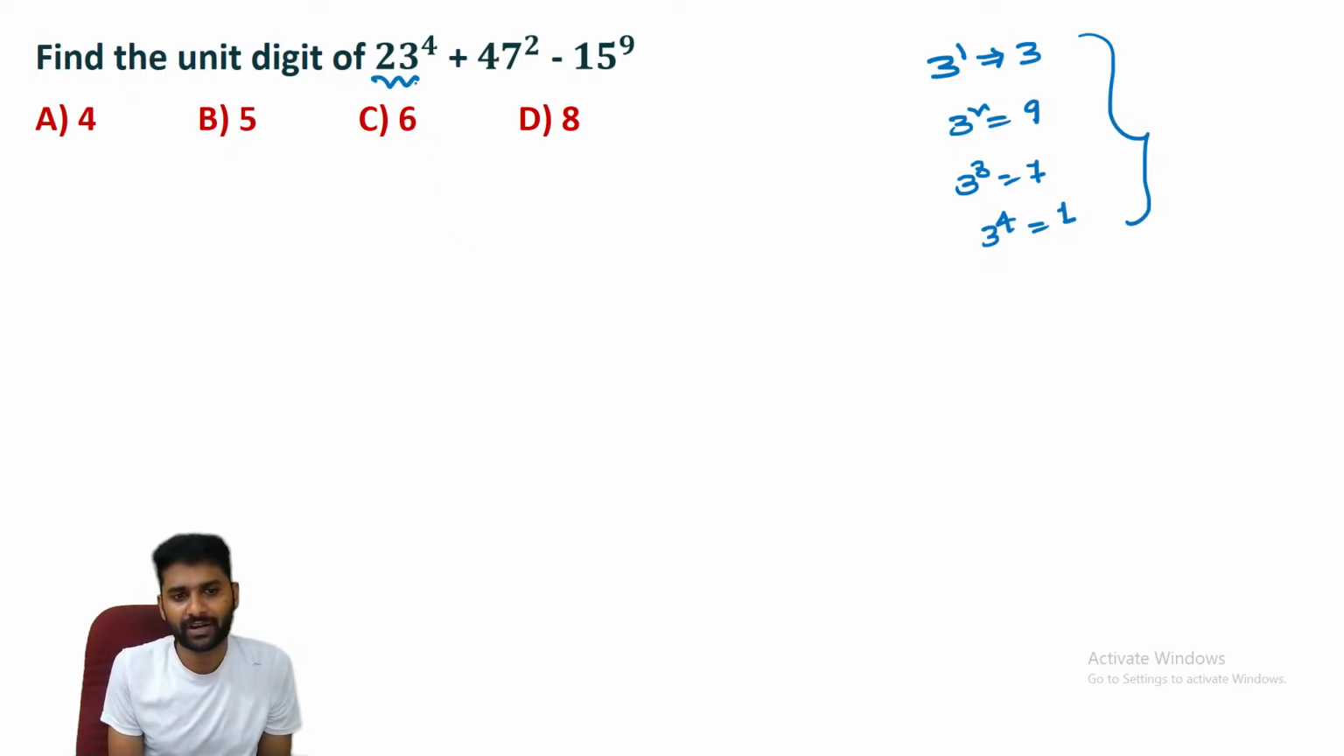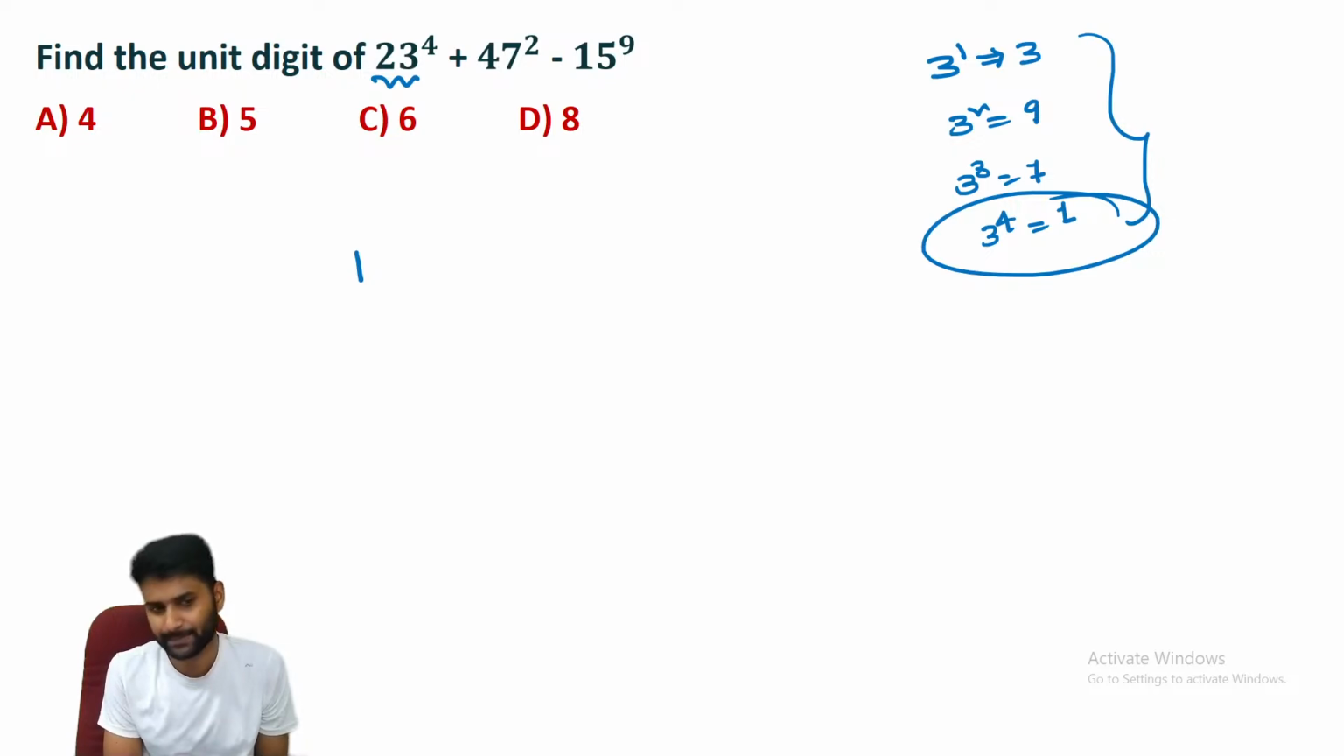Now here we need 23 power 4. Definitely you can get the units place. Next one. Here the units place is 7 and the power value is 2. 7 square is 49. Definitely the units place is 9.